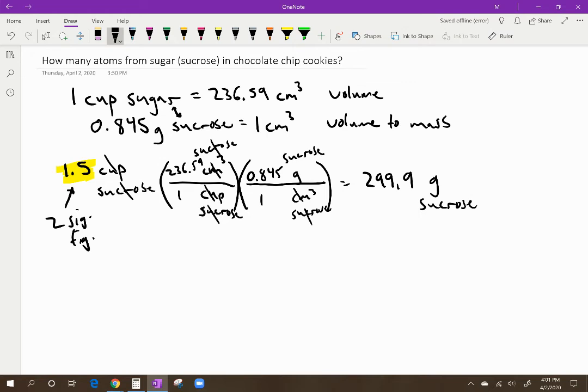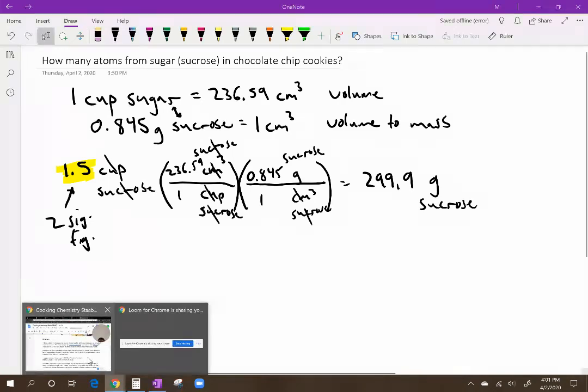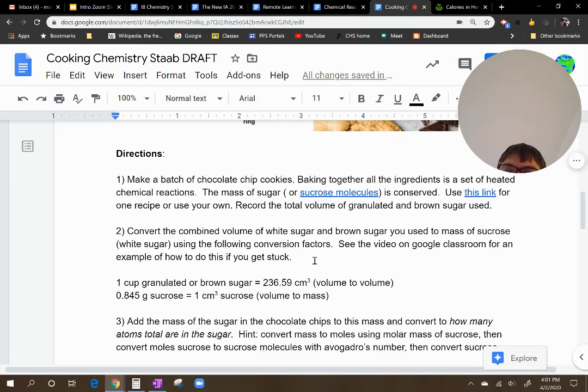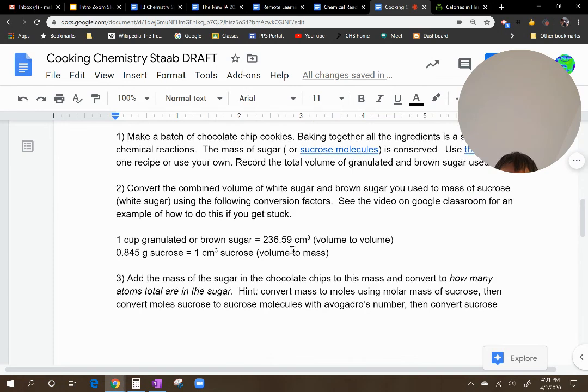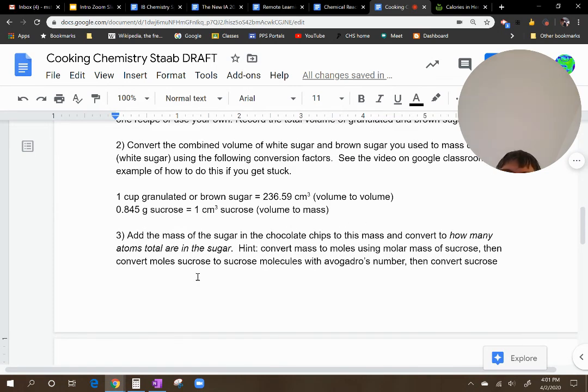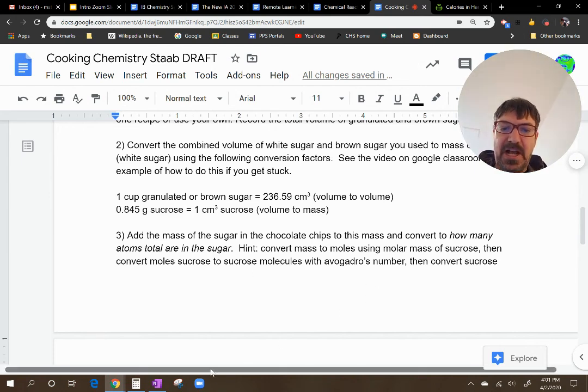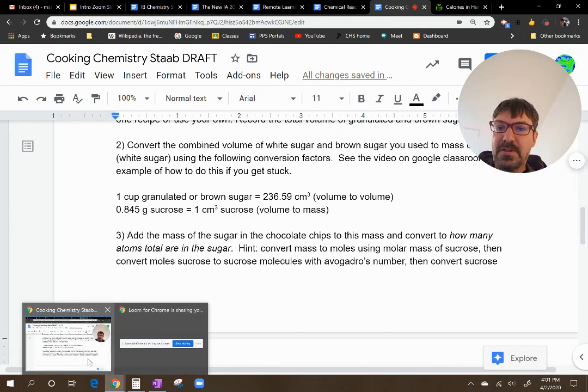And that would conclude the first part, or the first step of doing this thing. You've converted the combined volume of white sugar and brown sugar to mass of sugar using the conversion factors. In the next video, we'll go on and convert that to atoms. All right, so there we go. Let's give that a shot.